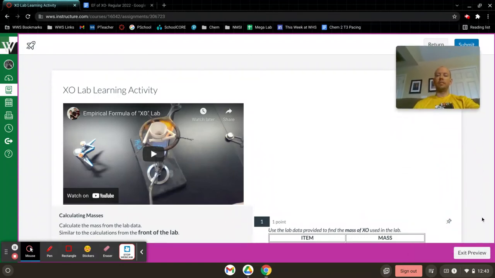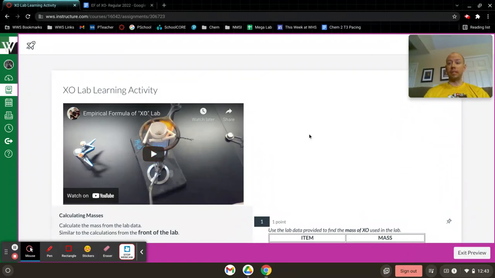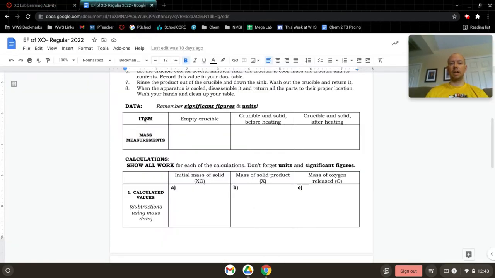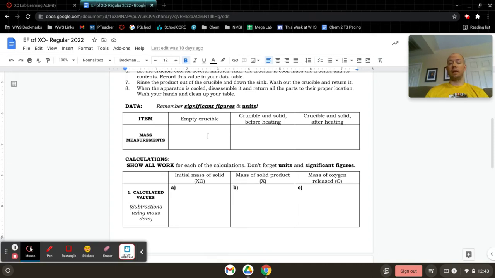Hey, wanted to give a little bit of help here on this lab learning activity. So we did this lab in class. I'm going to click the document. So we measured the empty container with the solid before we heated it, with the solid after we heated it.